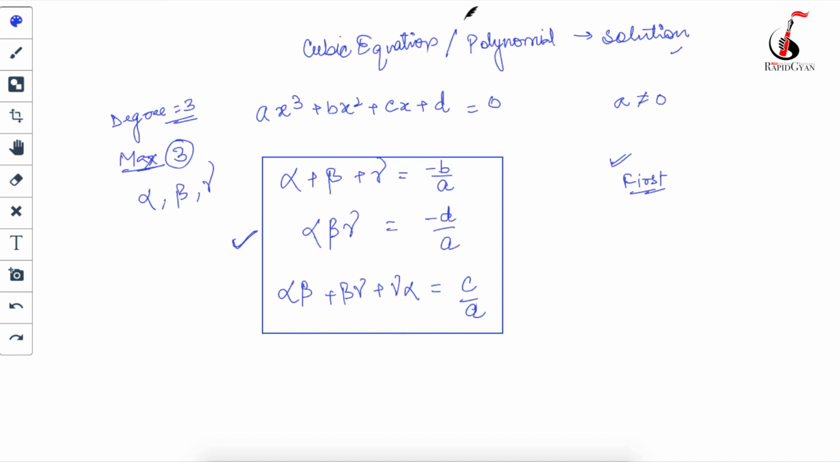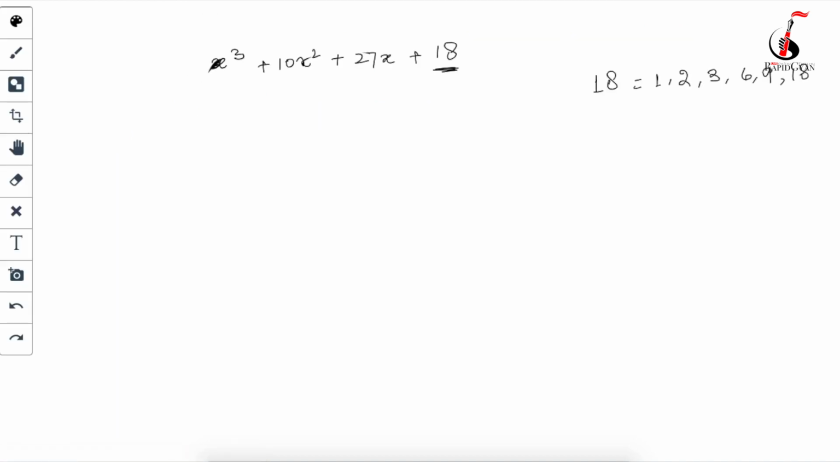And what is your A in this case? A is just 1, means your D is 18 upon 1. So first thing, step 1, check the coefficient of x cube. What you will have to check? The coefficient of x cube should always be 1. If it's not 1, I will tell you in the next example where the coefficient of x cube is not 1. So first you will have to check the coefficient of x cube. If it is 1, then proceed with this technique. If not 1, I will tell you in the later example.